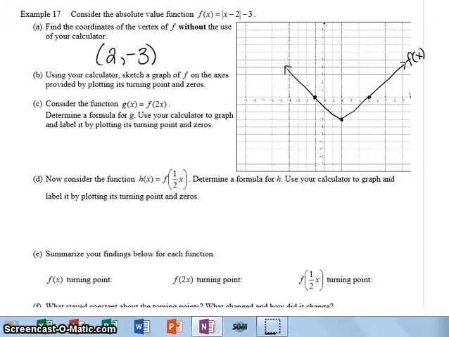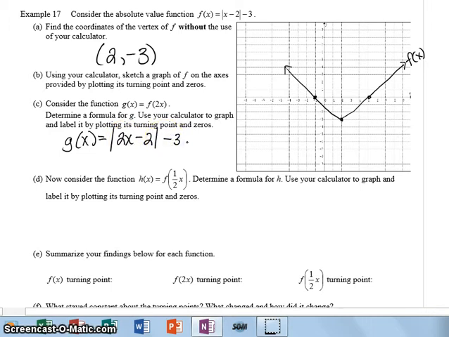So now, part C, consider the function g of x equals f of 2x. Determine a formula for g. Use your calculator to graph it and label it. All right, so it's opposite, okay? So you're just timesing it by 2. Wherever you see an x up here, you're going to plug in a 2x. So g of x is equal to, now instead of writing x, you just write 2x minus 2. So in this spot, you substituted an x with a 2x, and everything else stays the same.